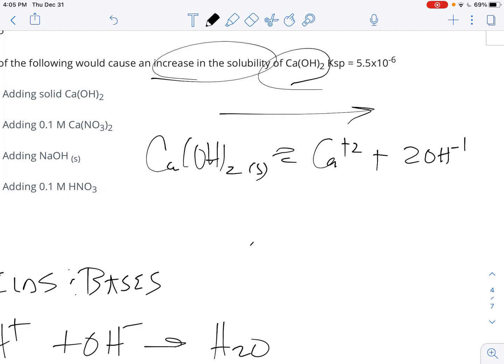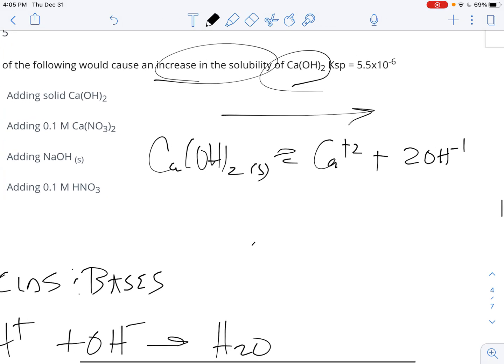So basically, you're trying to figure out which of these is going to cause a shift to the right-hand side. Well, will adding this shift it over to the right? Your first instinct might be yes, but remember that this is a solid, so it does not have an effect on the position of the equilibrium. So that is definitely not the right answer.